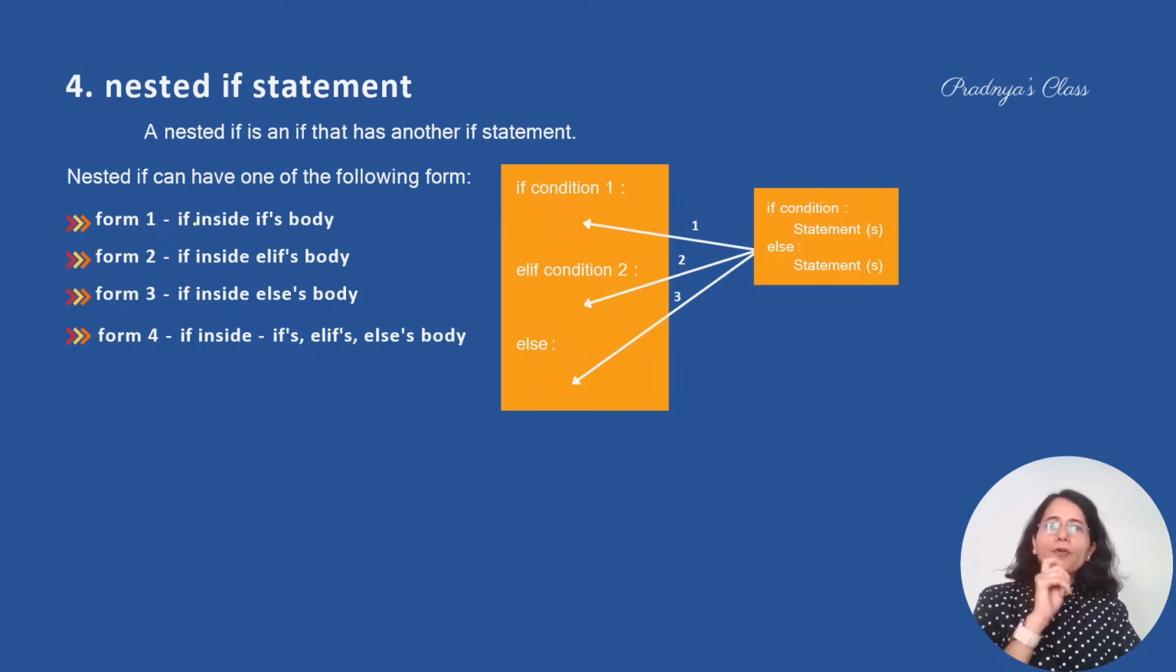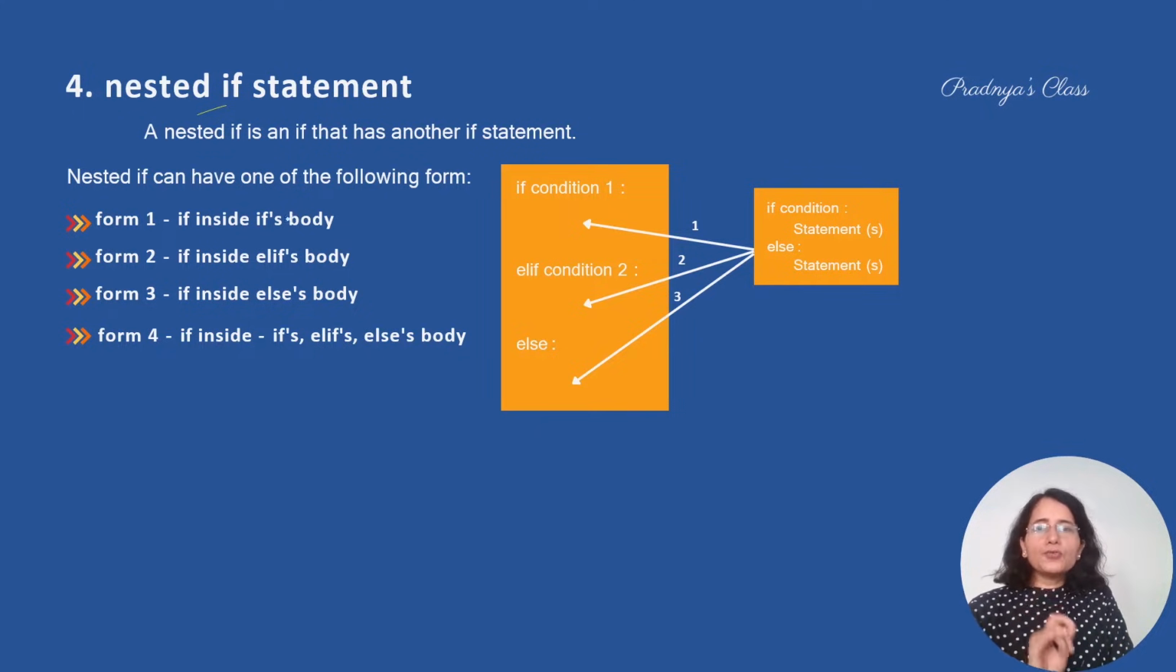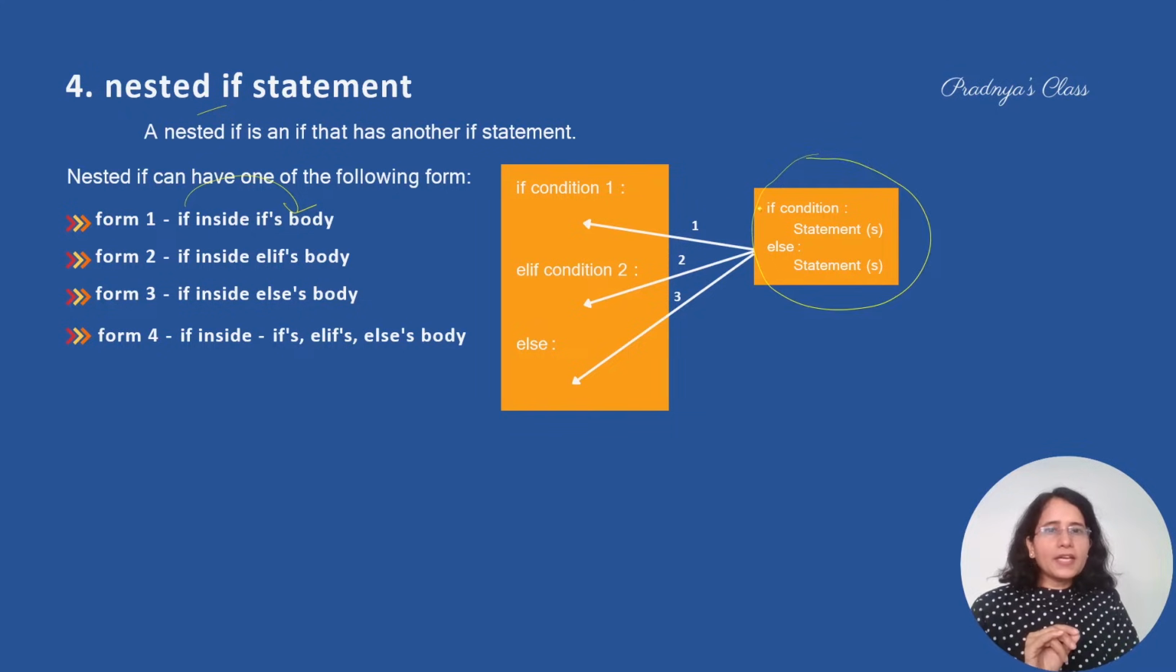The fourth form of if is nested if. Nested if means inside one if you can write another if else. And else is optional, you can skip it also. There are four different variations to write the nested if statement. The first variation is you can write if inside if's body. So let's check out the syntax of the if statement inside this if part. So this is the first form.